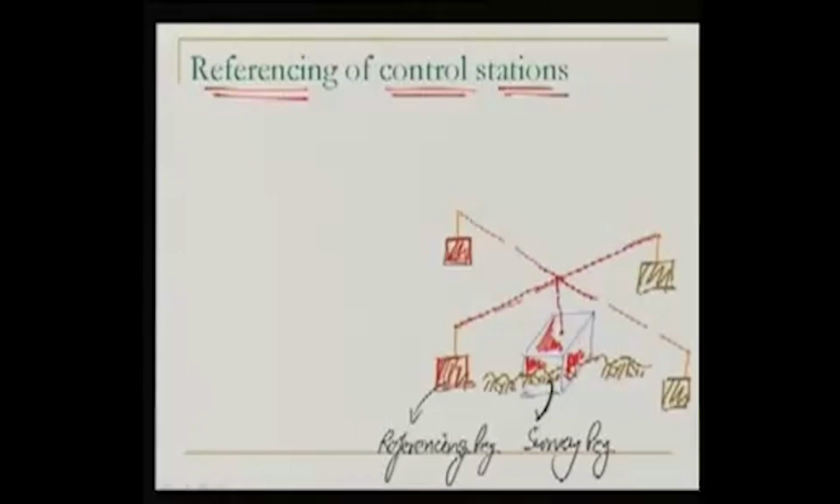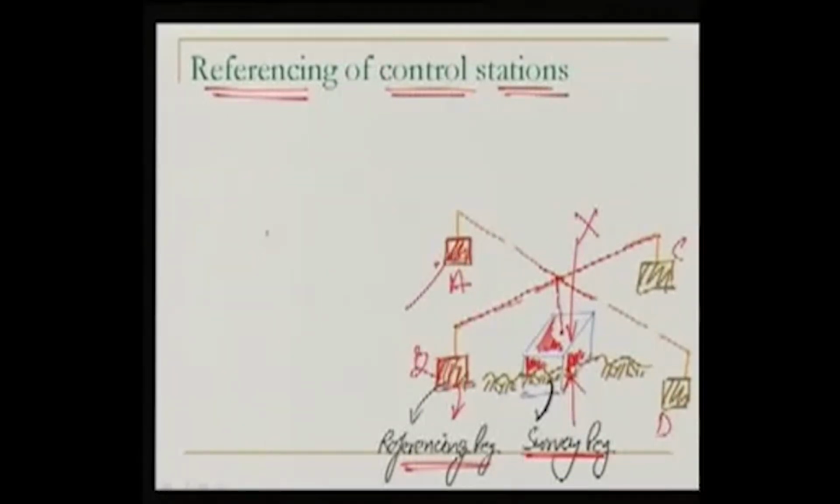So even if this station is damaged, by using these A, B, C and D stations, it is possible that we can locate its location further. So over here, this is our survey peg. Survey peg means our survey station, while these are our referencing pegs. Referencing peg means which we are using for the referencing.